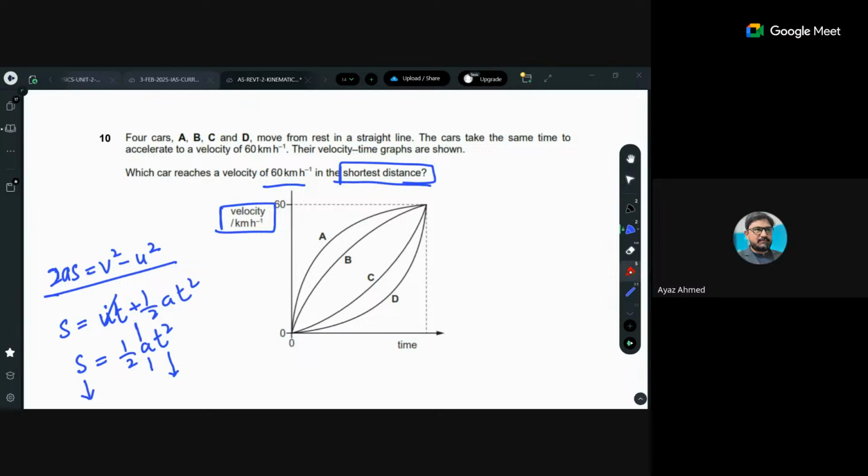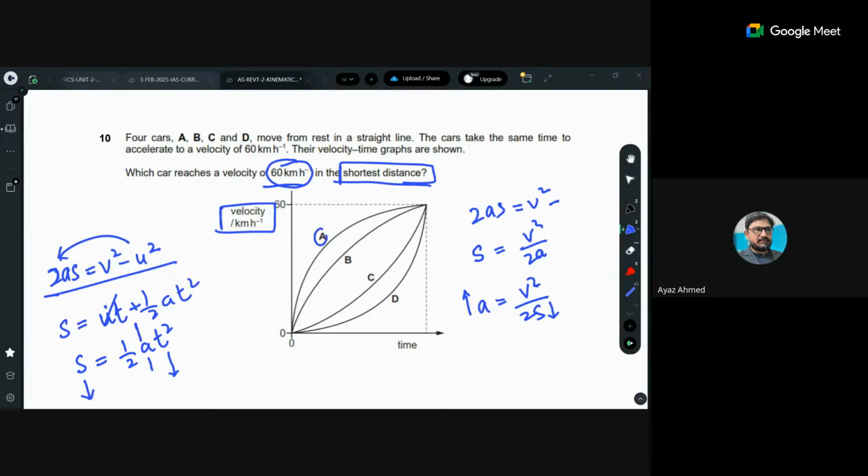Wait. 60 kilometer per hour speed. Yes, so the final speed is the same, 60 kilometer per hour, and time is the same factor. So preferably we can use the equation 2as equals v square. S is equal to v square divided by 2a, or a is equal to v square divided by 2s. So the car which has to cover the shortest distance, its acceleration should be the largest. So which car has the largest acceleration?